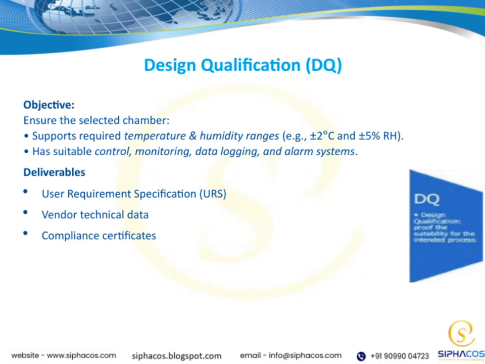When we talk about deliverables from this phase, we need a user requirement specification, or URS. Think of this as our detailed blueprint of what we need from the chamber. We also require the vendor's technical data, so we understand exactly how the equipment operates and meets our specifications. Lastly, compliance certificates are necessary to verify that the chamber adheres to relevant standards and regulations.